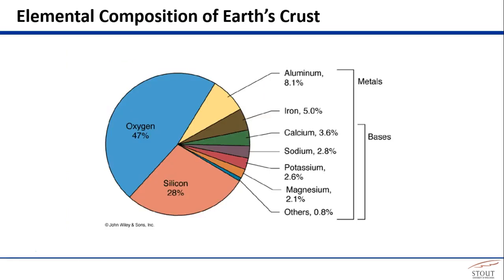Wait, I thought the oxygen was like what we breathed. Well, yes, it's 21% of what we breathe. 78% is nitrogen. If we didn't have nitrogen in the air, we would be hyperventilating all the time.